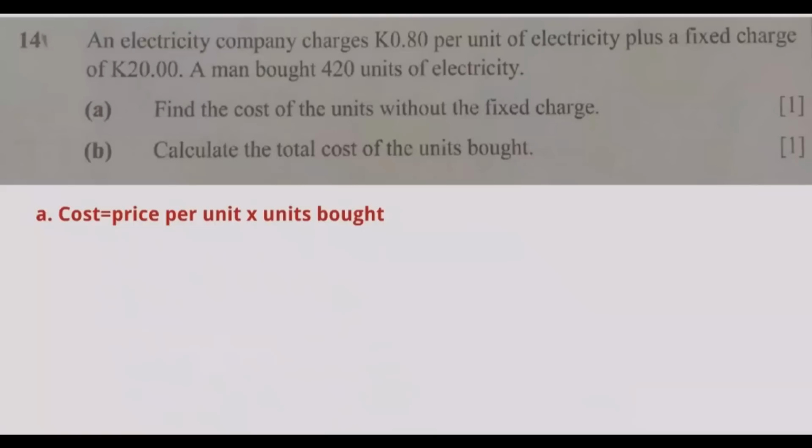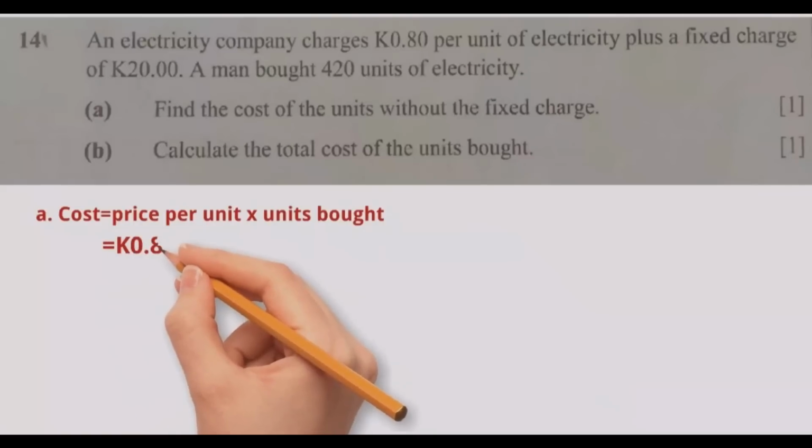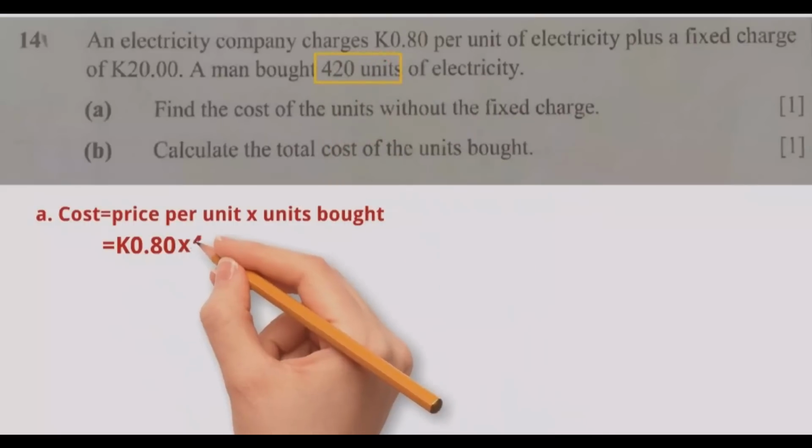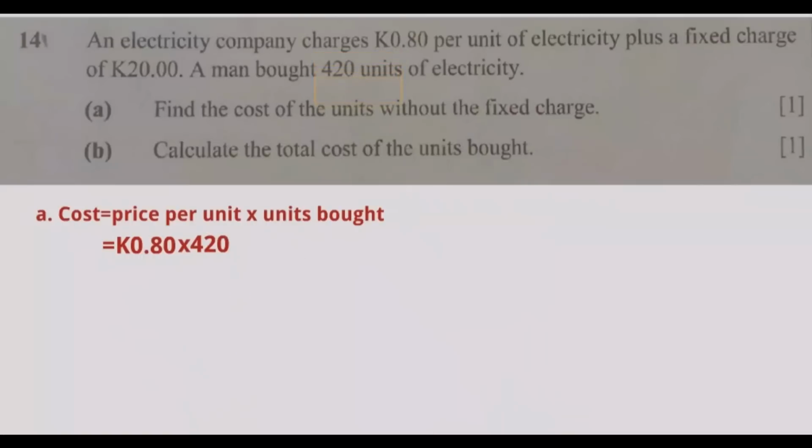So what is the price for each unit? We are told it is 0.80 kwacha, which will be multiplied by the number of units, which is 420, the one I've circled there. So we multiply 0.8 by 420. The easiest way to multiply this is to cancel the 0 from 420 so that it remains 42, and then write 0.8 as the whole number 8, so that you multiply 8 by 42.